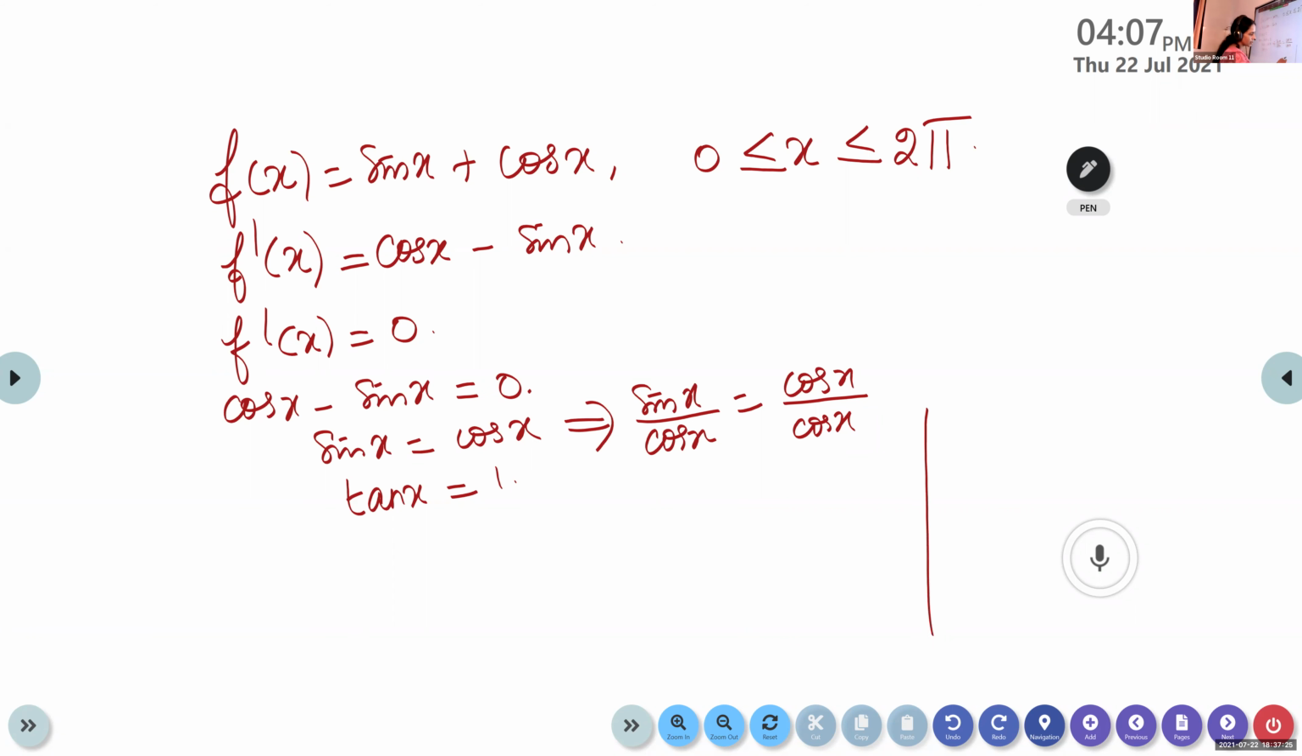For 1 second, please don't write, children. Please listen. In which quadrants will tan be 1? Yes, Rijas. 1 and 3. In the first quadrant, it will be 1. So here, the value we can take is pi by 4, isn't it?